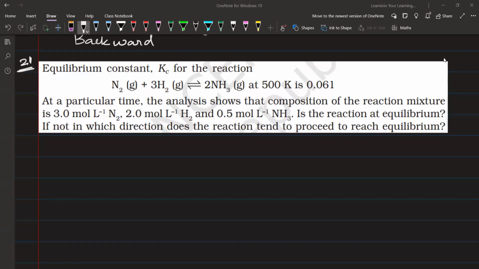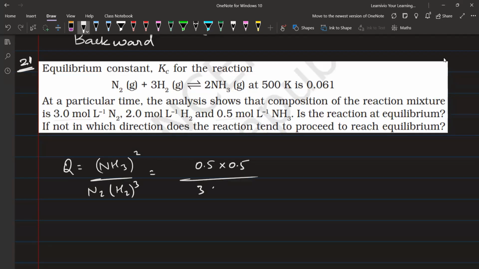So Q will be equal to concentration of ammonia squared divided by N2 times H2 cubed. Ammonia is 0.5 into 0.5, N2 is 0.5 into 3, and H2 is 2 into 2 into 2. So this will be equal to how much? 0.25 divided by 3 into 8, which is 24. So these values are approximately equal. We will say 25 upon 24 into 100.